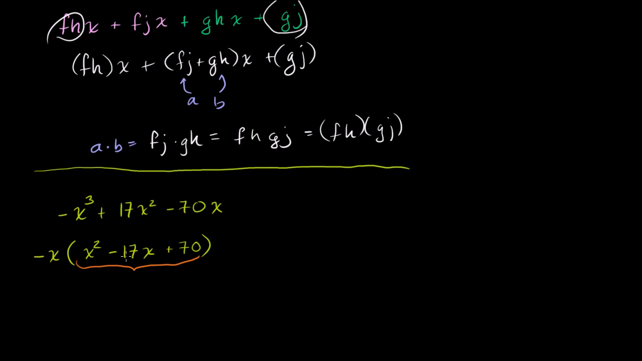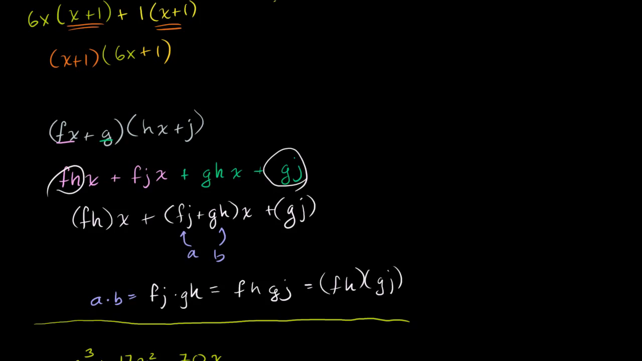So we just have to find two numbers whose product is 70 and that add up to negative 17. The numbers that immediately jumped into my head are negative 10 and negative 7. You take their product, you get 70. You add them up, you get negative 17. So this part right here is going to be x minus 10 times x minus 7. And of course, you have that leading negative x. The general idea here is just see if there's anything you can factor out, and then it'll get into a form that you might recognize.